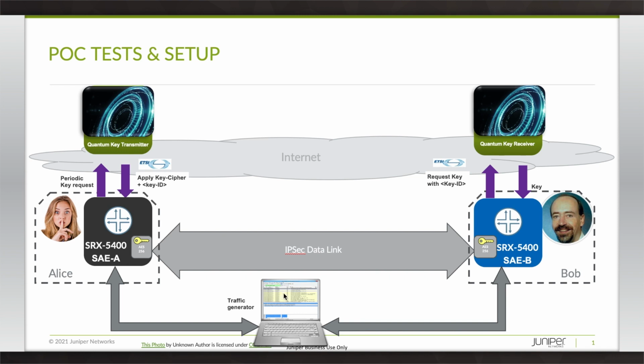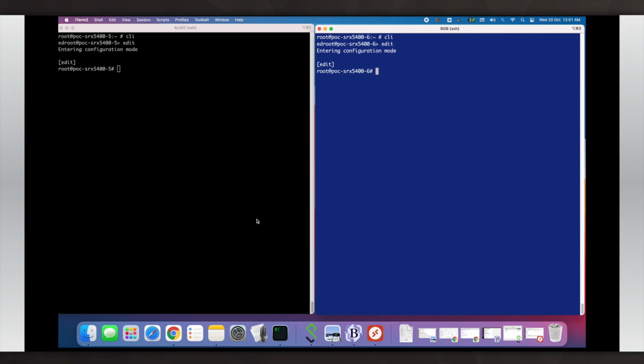We also ensure that the traffic is not impacted upon expiry of the SAs. So upon lifetime expiry, we request new keys from the QKD device, and it then offloads the traffic from the old tunnels to the new tunnel. So here there are two windows open. The left side black window is for Alice, and the right side blue window is for Bob.